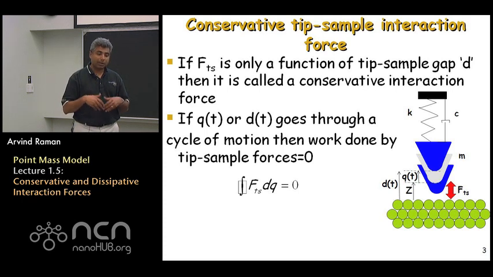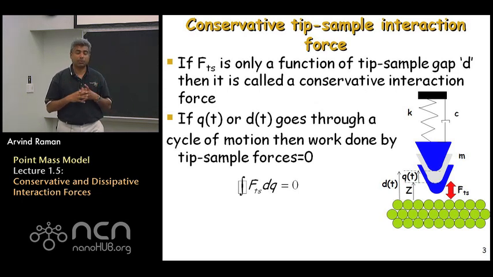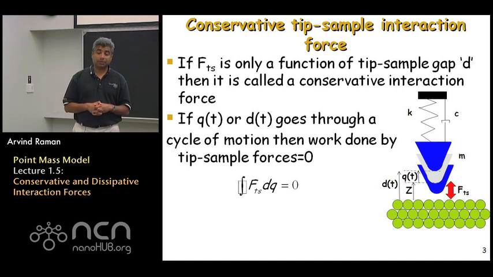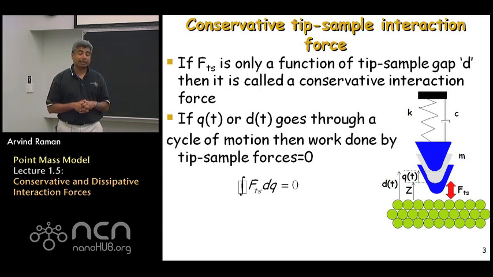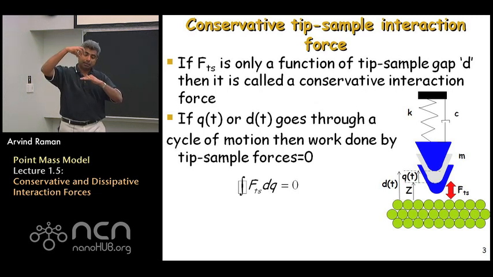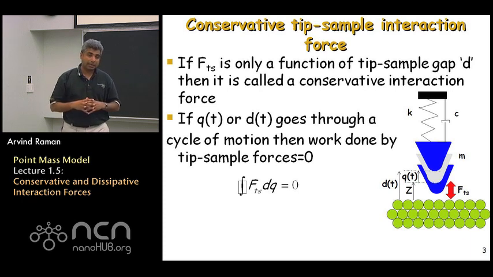The key thing is that when one looks at these kinds of periodic motions of the tip as it oscillates in the presence of a tip sample in a small gap, one can ask the question: are the tip sample interaction forces conservative or not conservative? What does a conservative tip sample interaction force mean? A conservative interaction force is one where, when the tip goes through a cycle of oscillation, if the work done by the tip sample interaction force is 0 in one cycle, as the tip goes up and down and goes back, then it is a conservative interaction force.